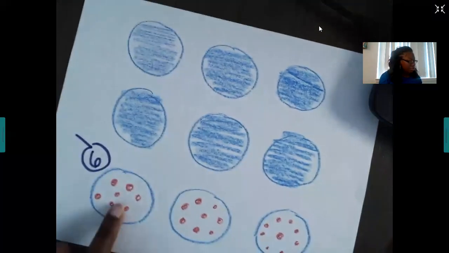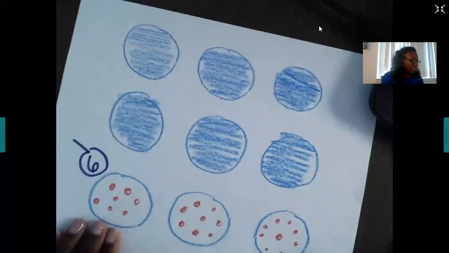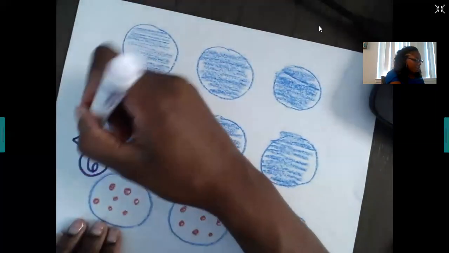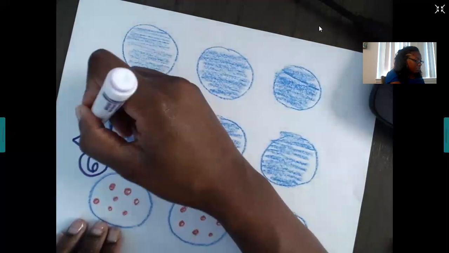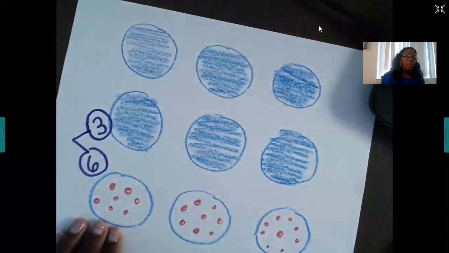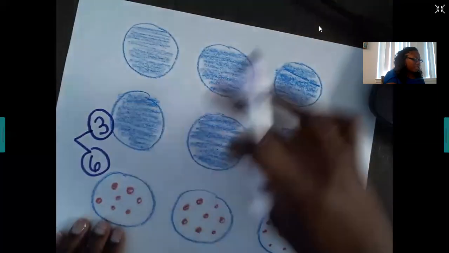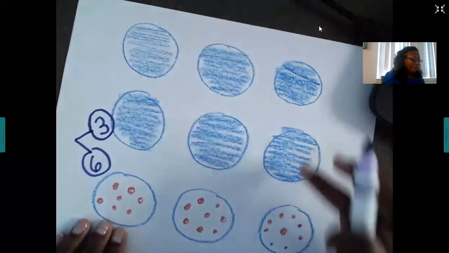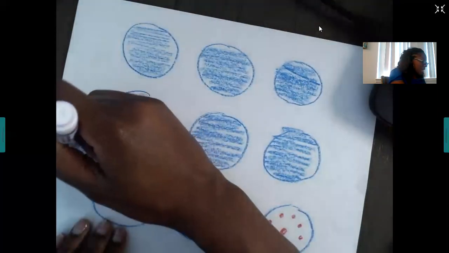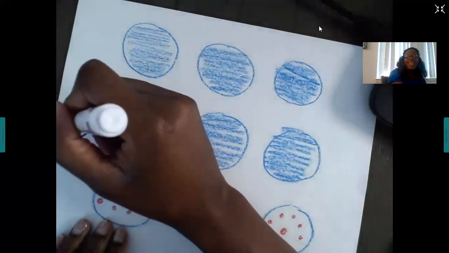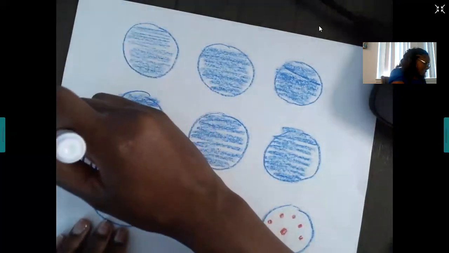But then the other 3 of my circles are polka dots. So I know that will be my next part. How about my whole? How many did we start with? Remember when we counted in the beginning? All of them all together. We said that there was, yes, 9.